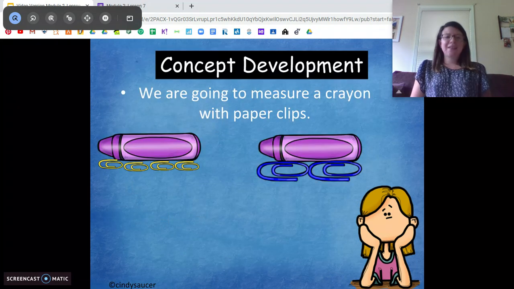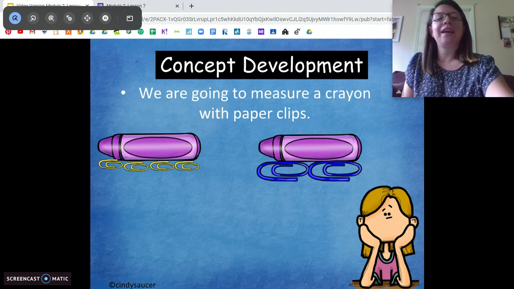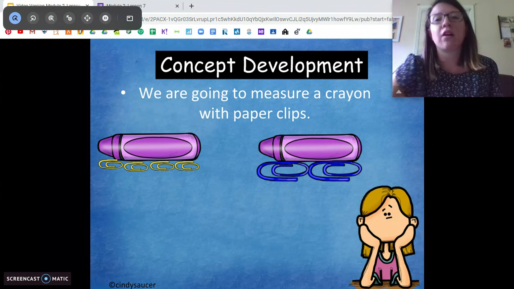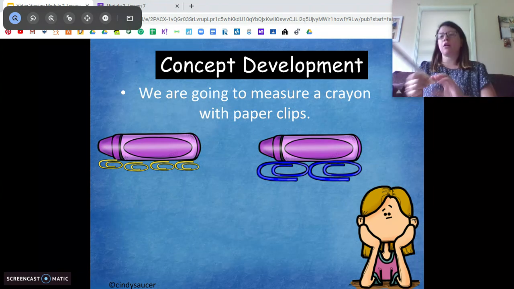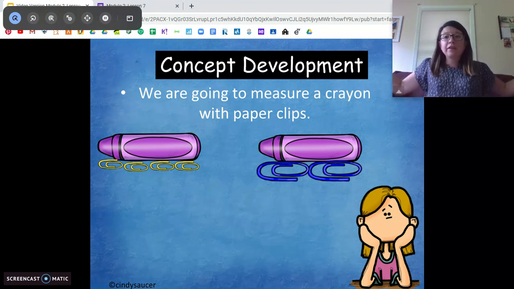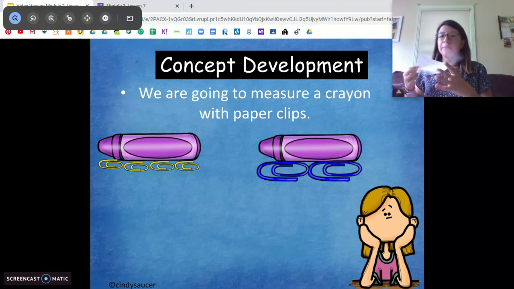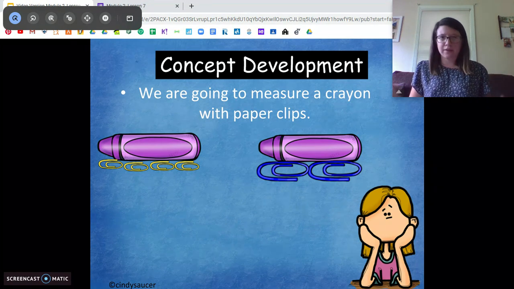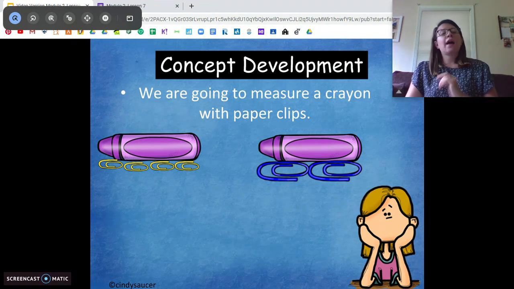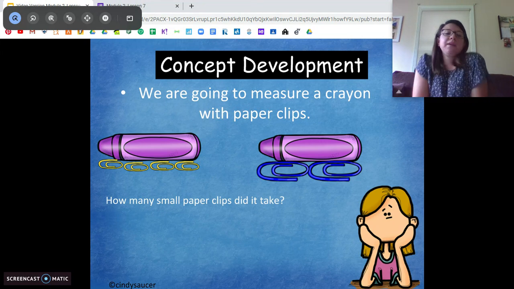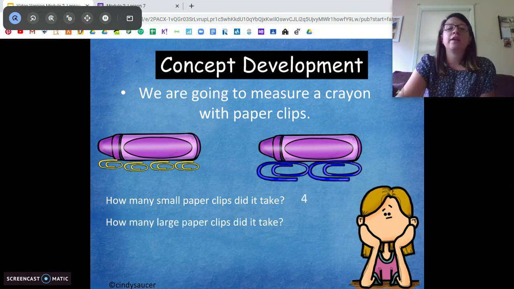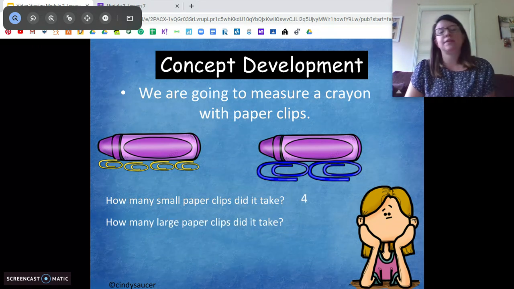All right. Today, as I said in the beginning, we're going to measure with something different. So rather than using our pinky as a centimeter or our rulers or our meter sticks or our rulers that we made, we're going to measure with a non-standard unit of measurement. You'll see what that means in a second. So how many small paper clips did it take to measure the crayon? 4. Very good. How many large paper clips did it take to measure the crayon?